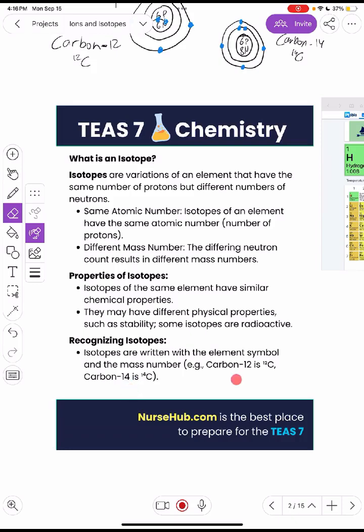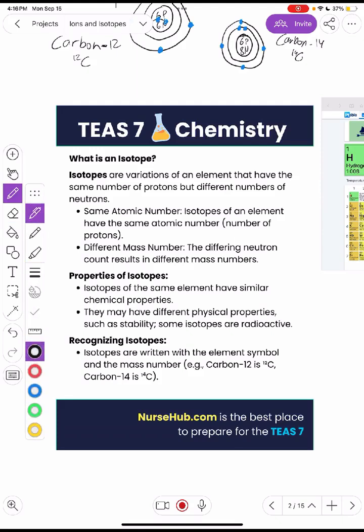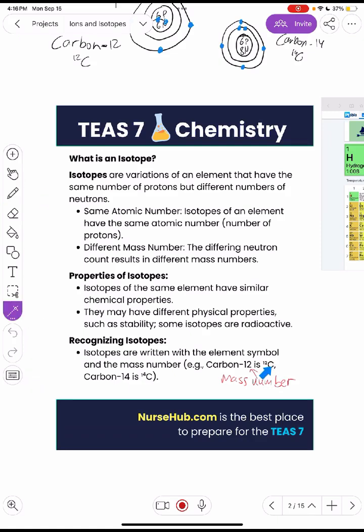All right? And this is what you might see when they're written out. They're written in one of two ways, with a dash and the mass number next to the name. So that is known as the mass number. They also might be written in this way, with the symbol and then the mass number written on the top right. Okay?